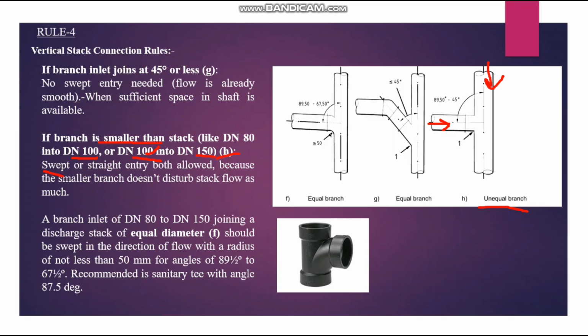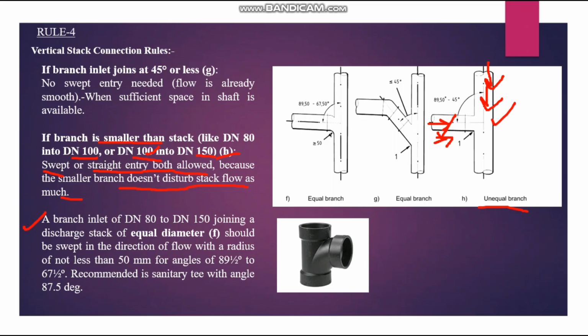Swept or straight entry, both allowed. Both allowed, because the smaller branch doesn't disturb the stack flow as much. This is what the standards say. If you have the 100 mm, 80 mm dia, if you have the 150 mm dia or 100 mm dia, the branch connection is low compared with this one. So the standard allows you to have the square entry or swept entry, both are allowed in this case.